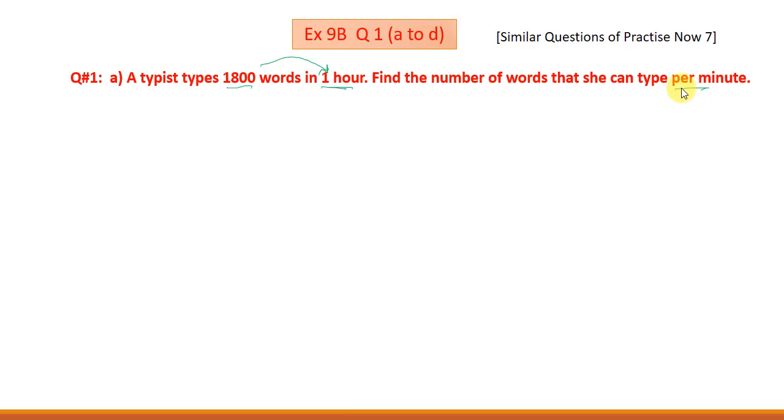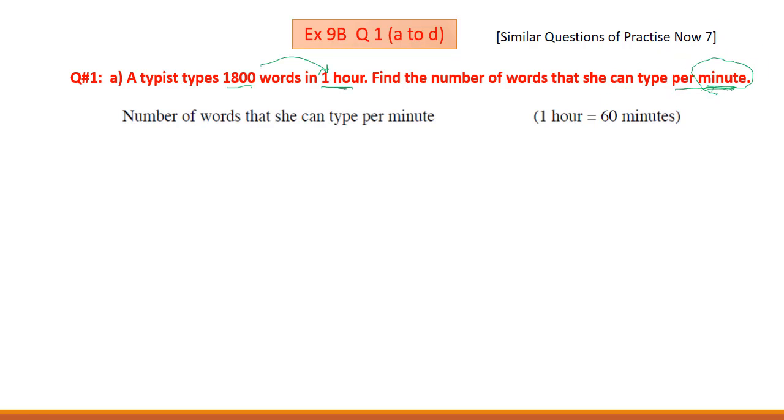So per minute shows that that quantity will be the denominator. So number of words that she can type per minute. We know that 1 hour is equal to 60 minutes. So 1800 divided by 1 hour. We convert the 1 hour into 60 minutes. That will be 1800 divided by 60. When we calculate it, the answer will be 30 words per minute.